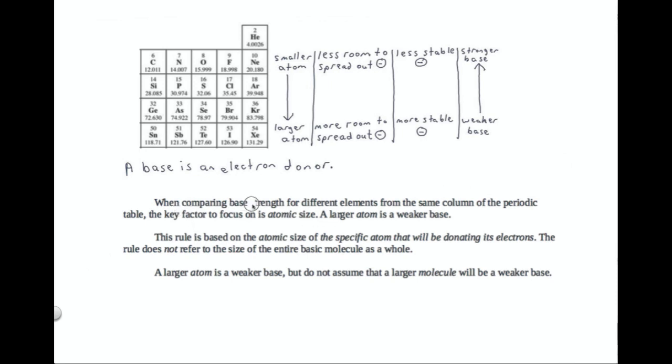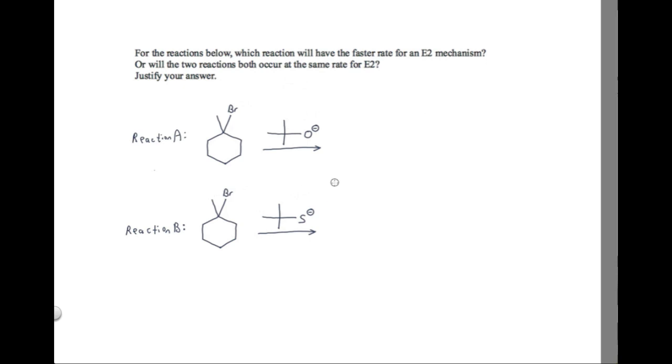We have seen that when comparing base strength for different elements in the same column of the periodic table, the key factor to focus on is atomic size. A larger atom is a weaker base. Now, this rule is based on the atomic size of the specific atom that will be donating its electrons. This rule does not refer to the size of the entire basic molecule or ion as a whole. A larger atom is a weaker base, but you should not assume that a larger molecule will be a weaker base. Please pause the video and try this problem.